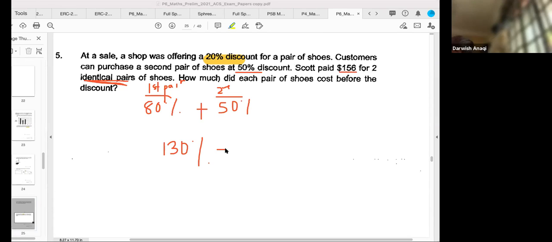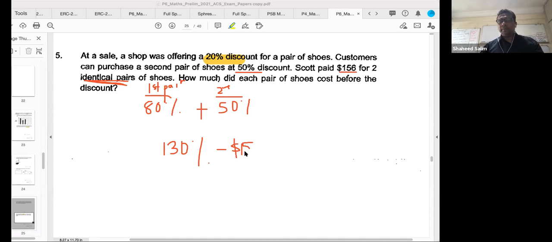156. Okay, good. Can you find what is 1%? Find 1%. You divide by 130, what do you get? You get $1.20. Now, what you want to find? They say find how much they cost before the discount, each pair. So you want to find 100%. Why 100%? 100% is the original price of 1 pair. So times by 100, $120.